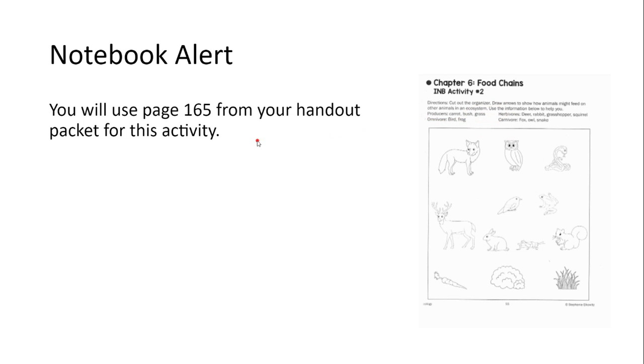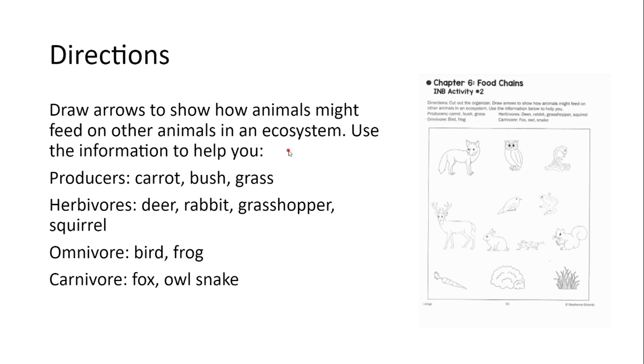information. So we need to cut out the organizer and draw arrows to show how animals might feed on other animals in an ecosystem. So we're going to use the following information to help us out. So the producers, the herbivores, the omnivores, and the carnivores have all been identified for us. So 3 different producers, all down here.